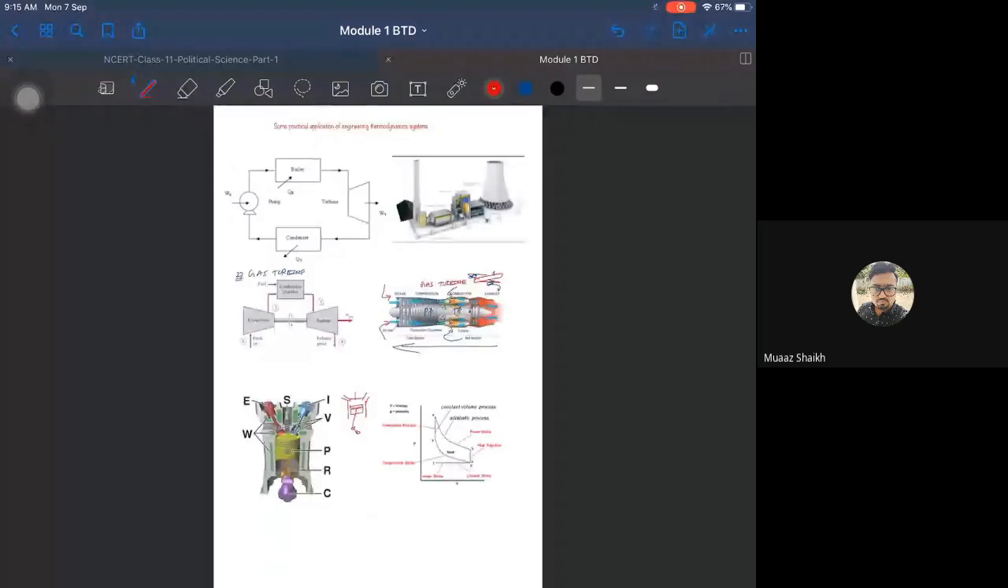So these are some of the few examples where thermodynamics is being applied. From your side, apart from these examples, are there any other engineering applications where thermodynamics is being applied? I have given three. So can you give me another three? Steam turbine. Yes, steam turbine.